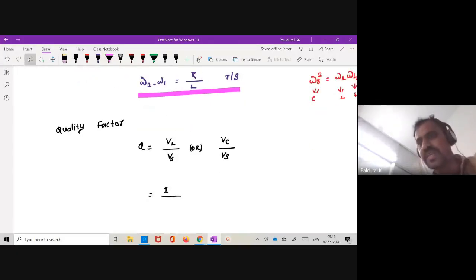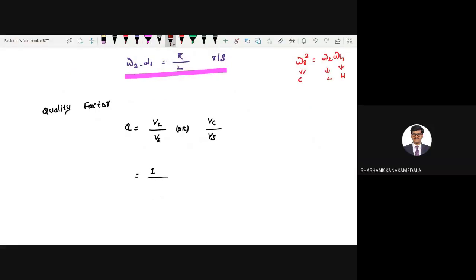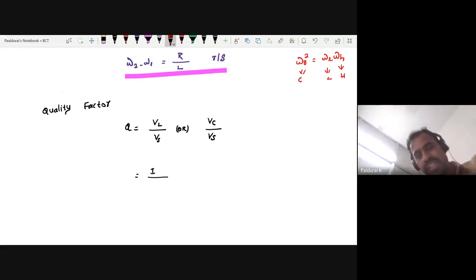Guys, are you with me? Am I audible? Yes, sir. Okay, so what is quality factor? It is the ratio between the voltage across inductor to the applied voltage, or otherwise the voltage across capacitor to the applied voltage. Now, what is the formula to calculate the voltage across inductor?